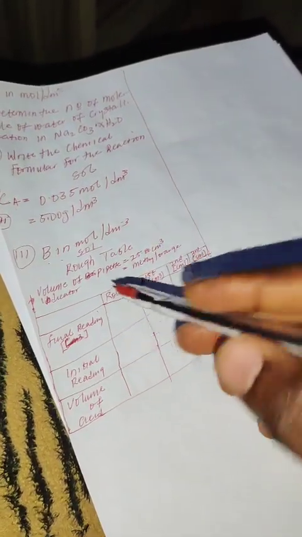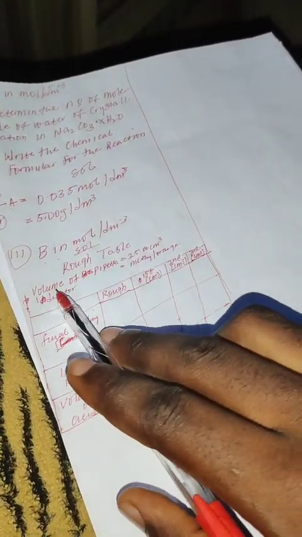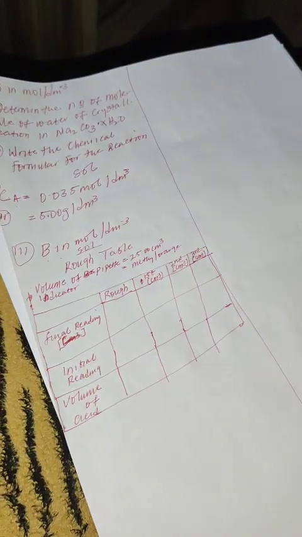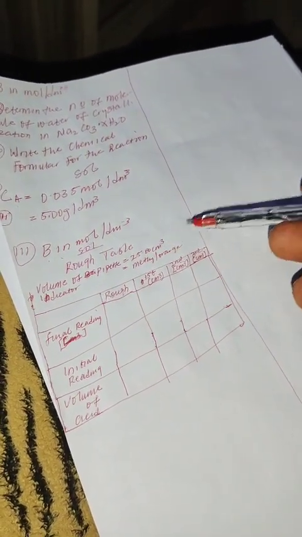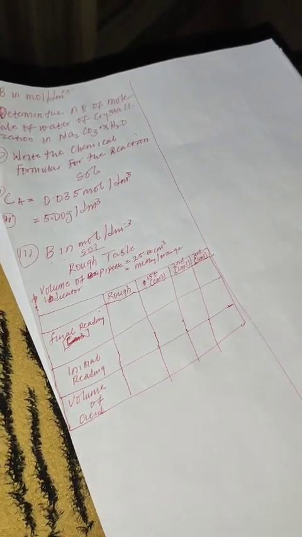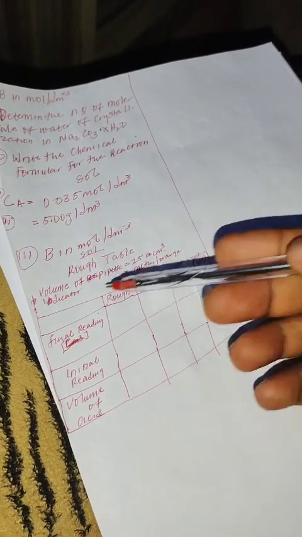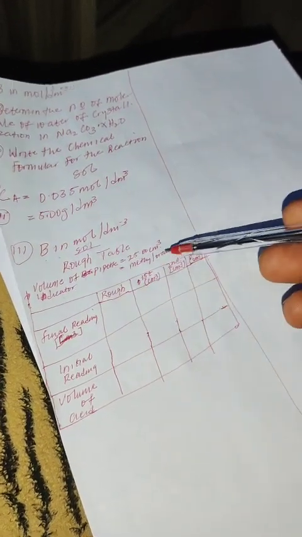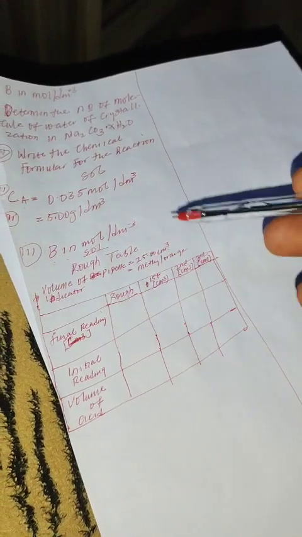Assuming this is our table here, the first thing you are supposed to write before plotting out your table is the volume of pipette used. From the question, we are told that 25.00 cm³ was given to us as the volume of the base. So that is the volume of the pipette. Then the indicator used is methyl orange. We did not use phenolphthalein. The indicator used is methyl orange.